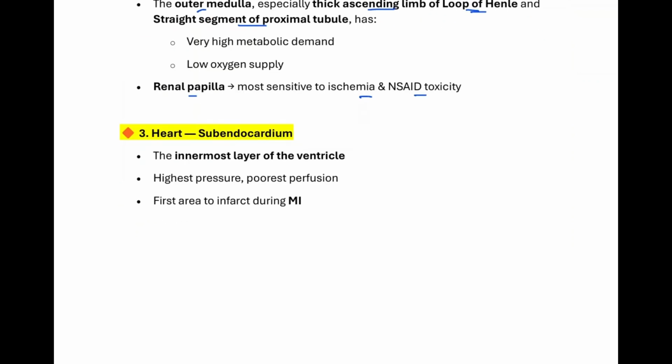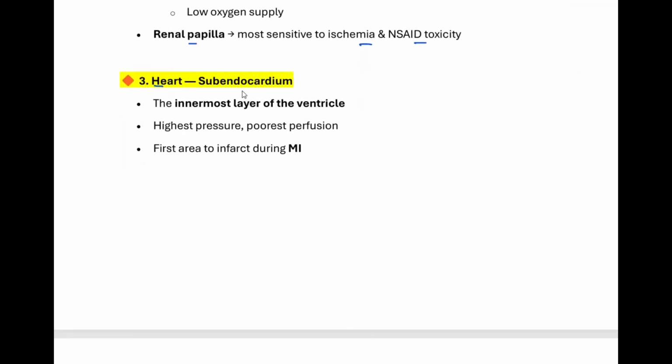Moving on to the next organ, which is the heart, right? When you look at the heart, starting from outside, the outside covering will be the epicardium, right?